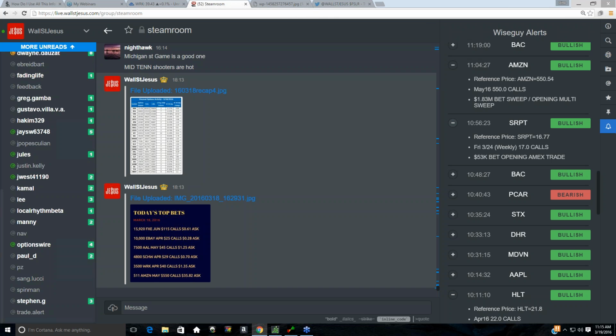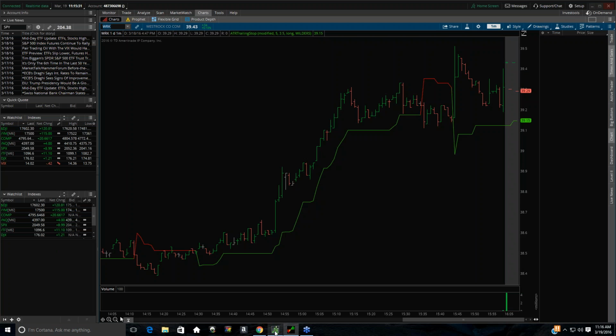So the player who came in and hit these 324 $17 calls also sold puts to open, which is extremely bullish, okay? And you won't see it on this alert screen because the put selling is something I put in manually to the Steamroom, but that's what made this order significant at 10:56. Okay, and we still have trouble there, so let's go here.